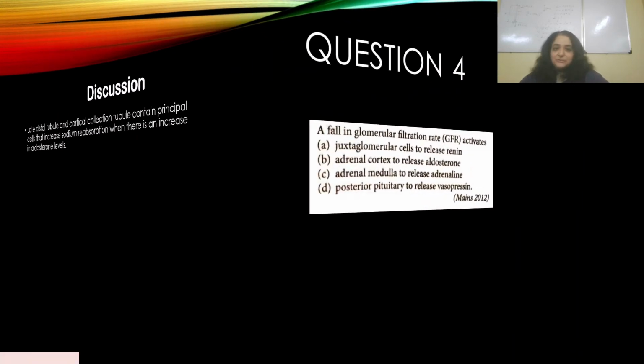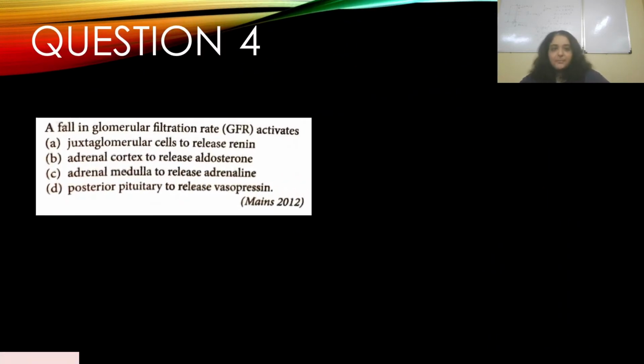Question number 4 now. A fall in GFR activates... A fall in GFR activates. This appeared in Mains 2012. Now why is there a fall in GFR? A fall in GFR will be a result of low blood pressure, right? There will be a low blood pressure.